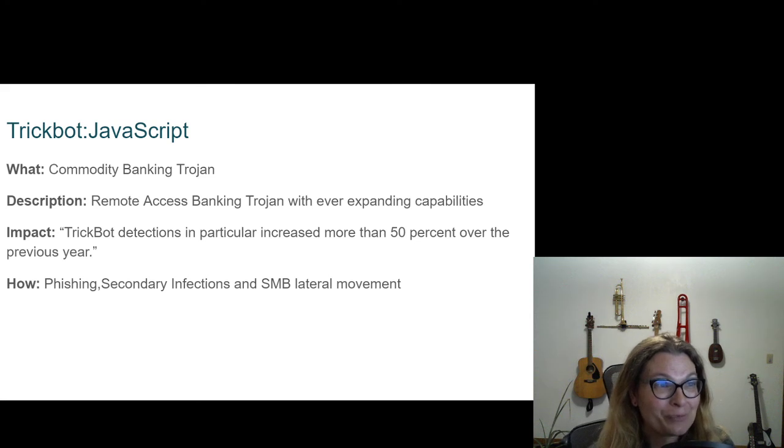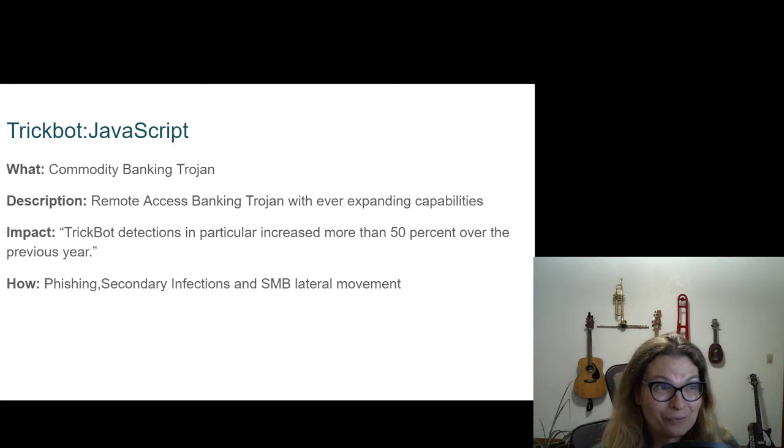What do we know? Commodity banking Trojan, remote access, ever-expanding capabilities, very quiet. Malwarebytes 2020 malware report showed a 50% increase in detections from last year. When I ran this in my lab, even the savviest user wouldn't have noticed anything happen.